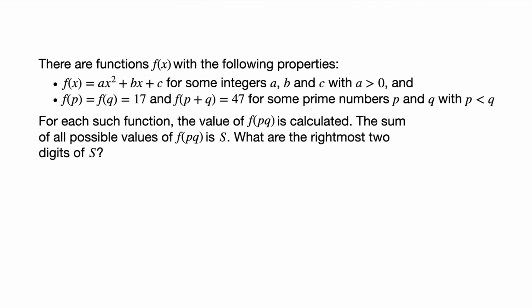f of x equals ax squared plus bx plus c for some integers a, b, and c with a greater than 0. And f of p equals f of q equals 17. And f of p plus q equals 47 for some prime numbers p and q with p less than q. For each such function, the value of f of pq is calculated. The sum of all possible values of f of pq is s. What are the rightmost two digits of s?